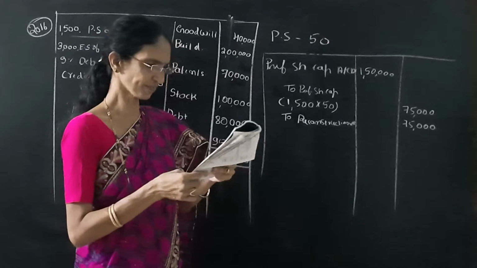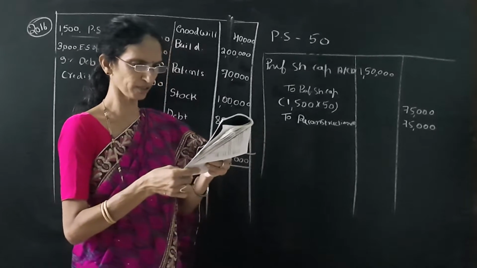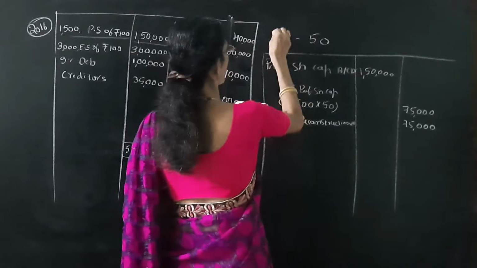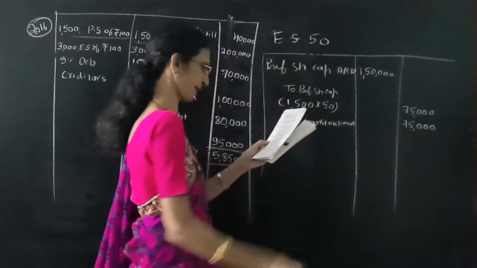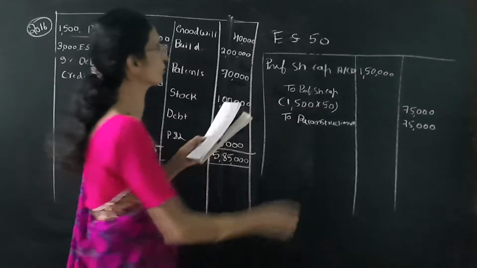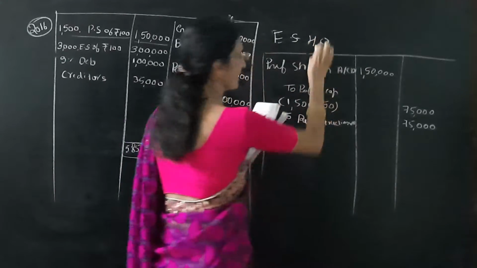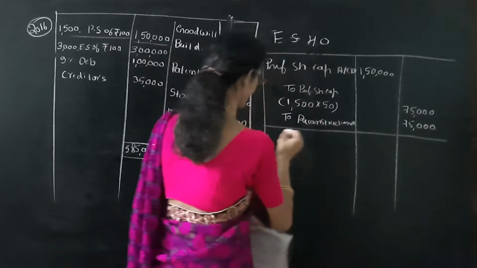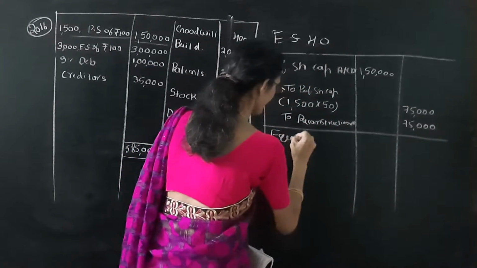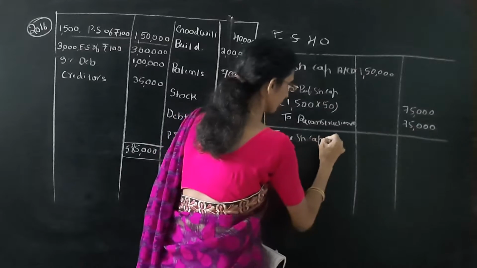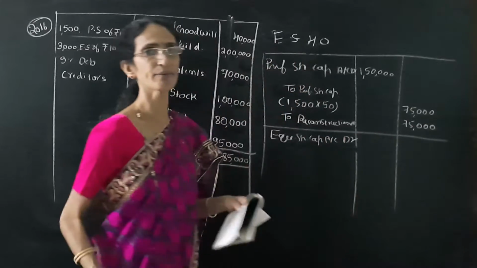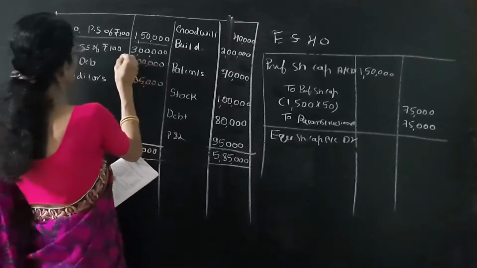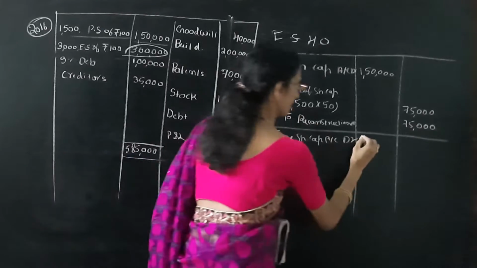Next adjustment is equity shares were to be reduced to shares of rupees 40 each. So it is given equity shares to be reduced to rupees 40 each. So the journal entry is, first we have to debit the equity share capital account. So the entry is equity share capital account debit. See the balance sheet. Here equity share is 3 lakh.